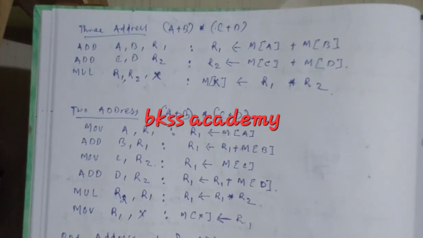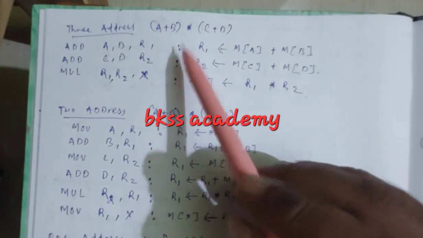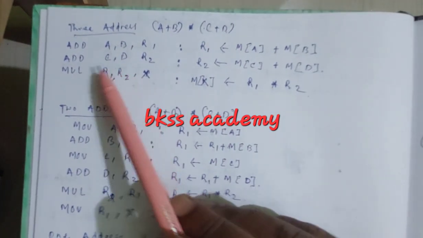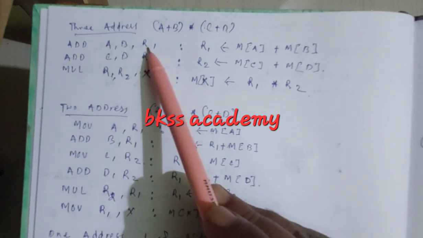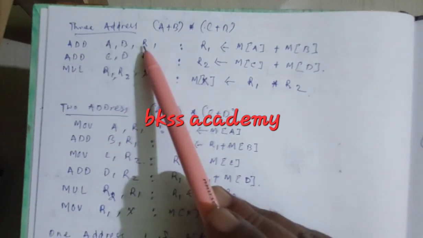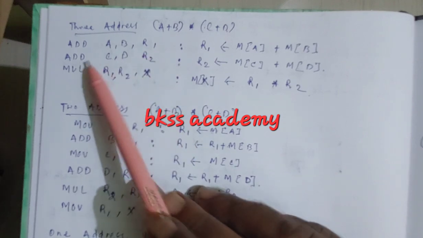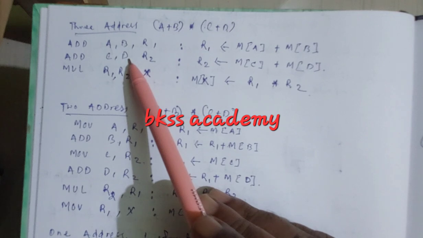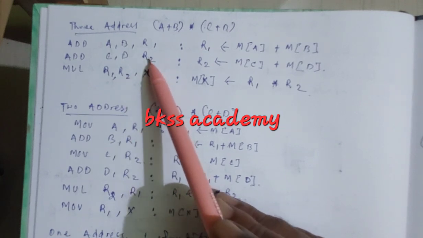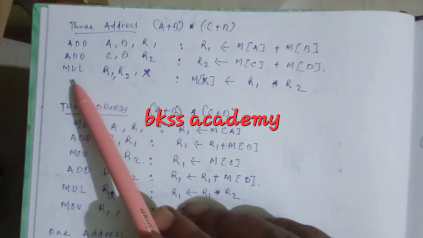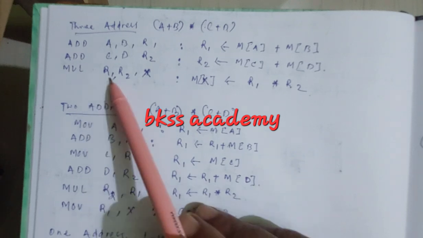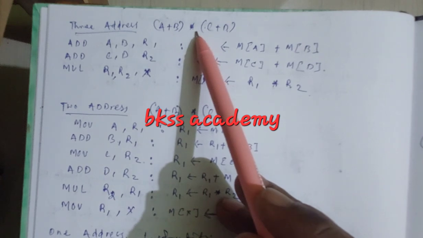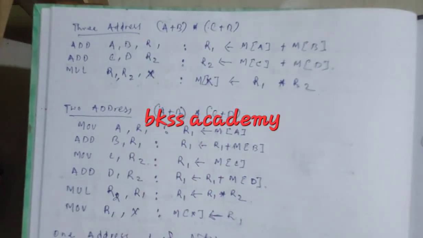Another example of 3 address: we have to calculate (a plus b) into (c plus d). How will it happen? Add a b r1, that means the a b addition will be stored in r1. Add c d r2, that means c and d will be added and stored in r2. Then multiply r1 r2, store in x. This is (a plus b) into (c plus d) in 3 address.